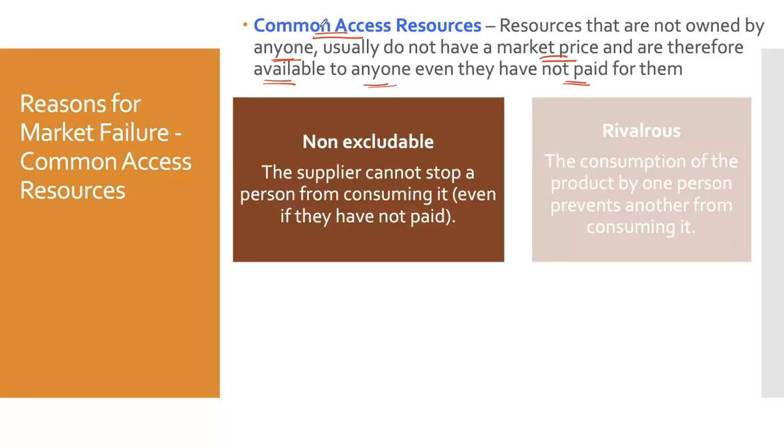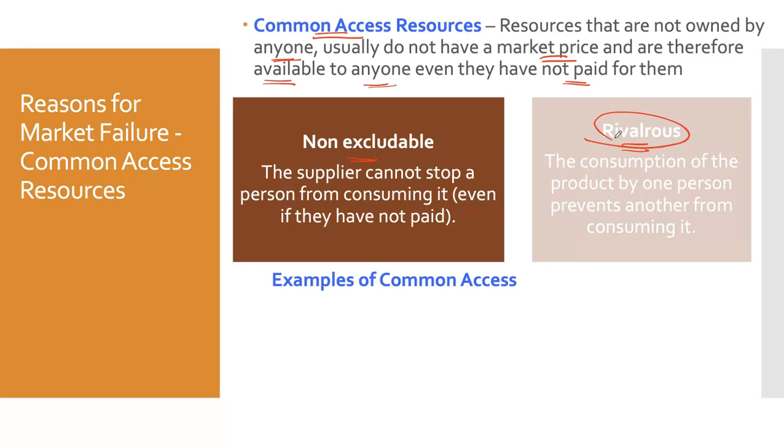So what are some of the characteristics of this? It is non-excludable. The supplier, even if there is a supplier, cannot stop a person from consuming it. But one key bit here that is different to a public good is that it is rivalrous, or depletable. The consumption of the product by one prevents another from consuming it. So the issue here is these are resources that everyone has access to. You can't stop people using them, but the consumption of it by one person prevents others from using it. So it is used up.